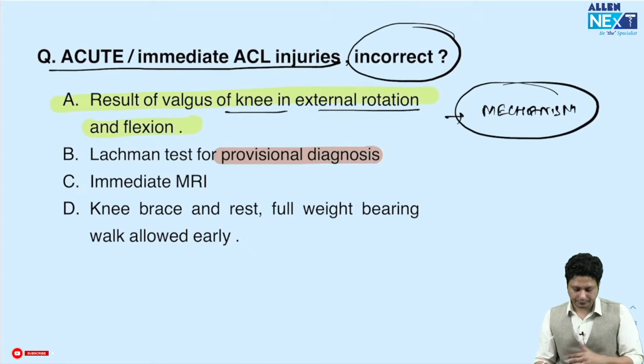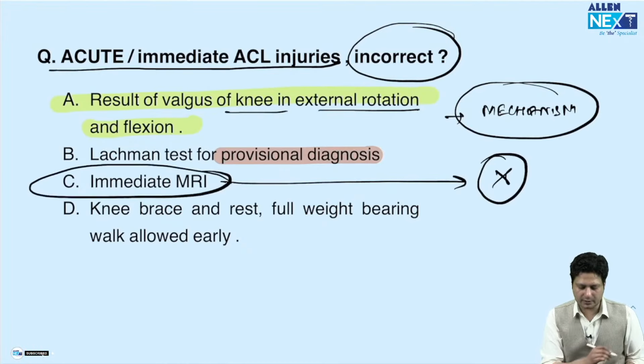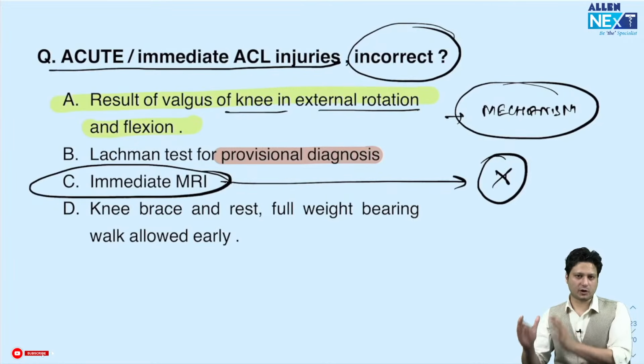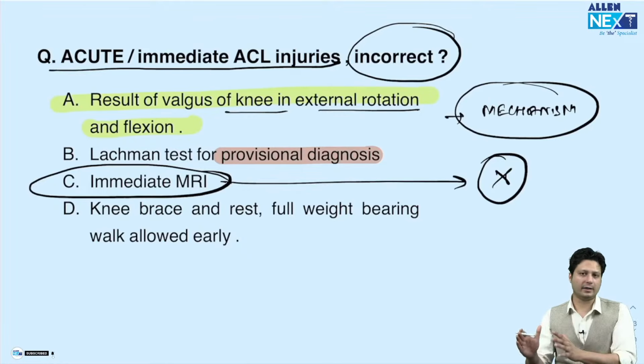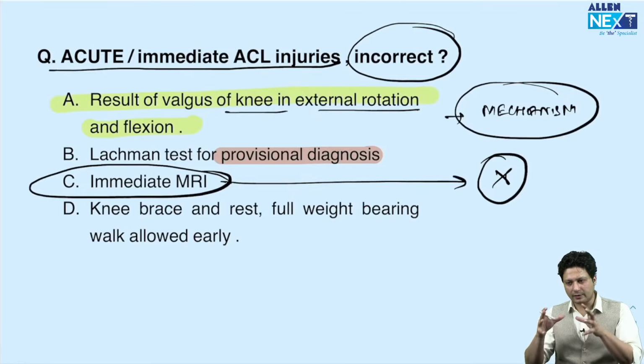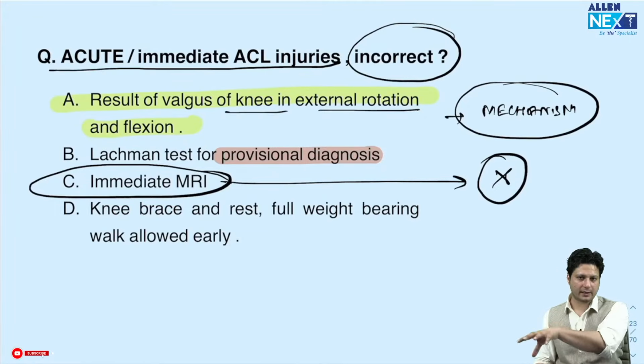This is also true. Next, immediate MRI. As I told you multiple times, be aware of these types of options. Immediate MRI. It is true that MRI is the investigation of choice for anterior cruciate ligament injury visualization. But imagine if the patient has immediately sustained injury, then there is too much collection of blood and that hemarthrosis will impede the real visualization of the ACL tear.